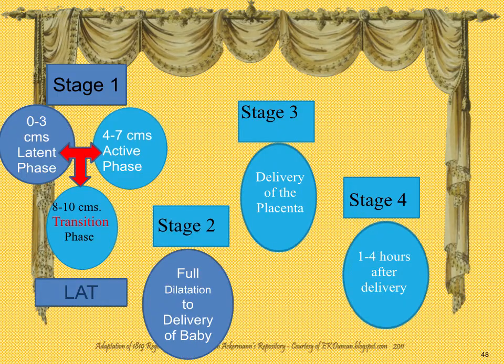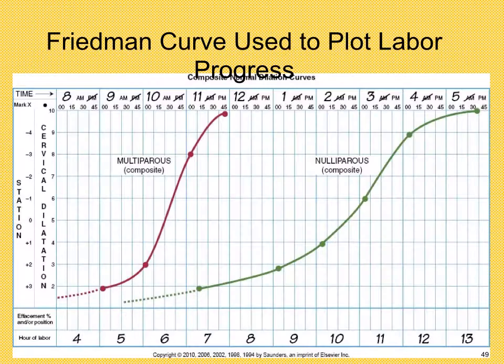In slide 48, we can see a little layout of stage 1, 0 to 3 centimeters, the latent phase or early stage of labor, 4 to 7 centimeters, the active phase, and 8 to 10, transition. We see again full dilation in stage 2, delivery of the baby. Stage 3, the delivery of the placenta, usually happens about 5 to 30 minutes after the delivery of the fetus. And then the final stage, the assessment of mom in the immediate postpartum period.